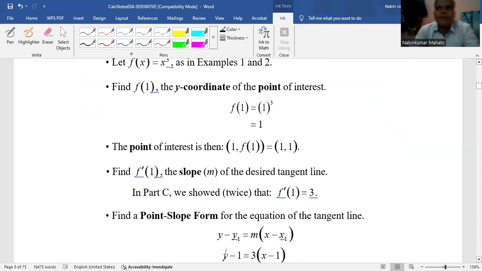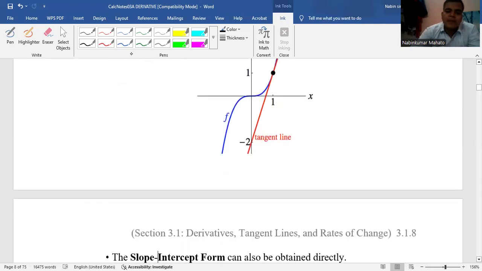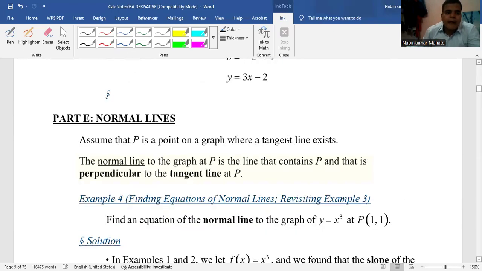Next, find f prime of 1, the slope m of the desired tangent line. In part c we saw that f prime of 1 is equal to 3. Okay, so this is the simple tangent line equation formula.